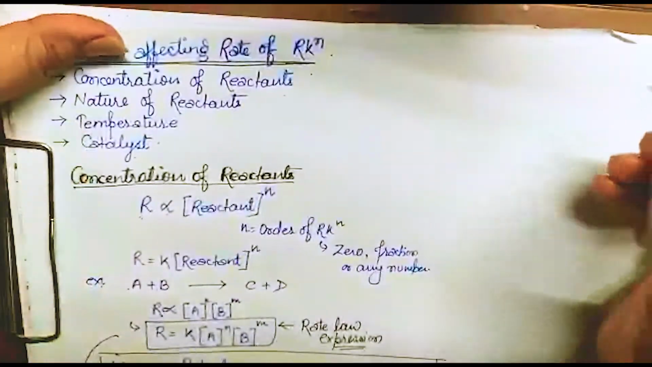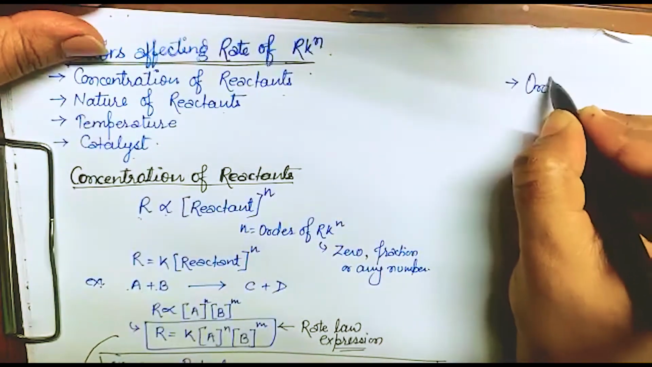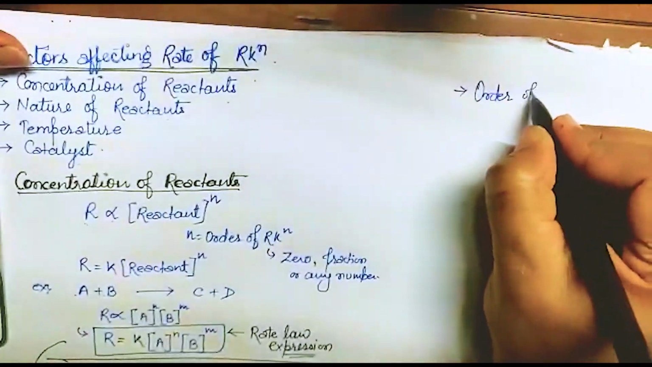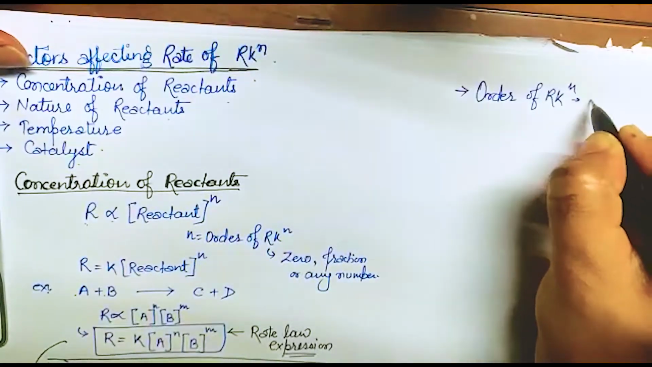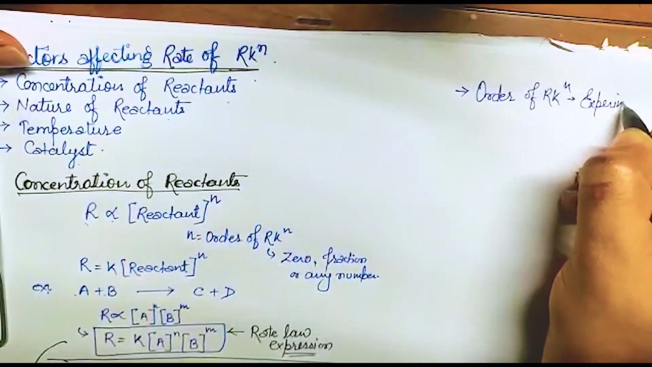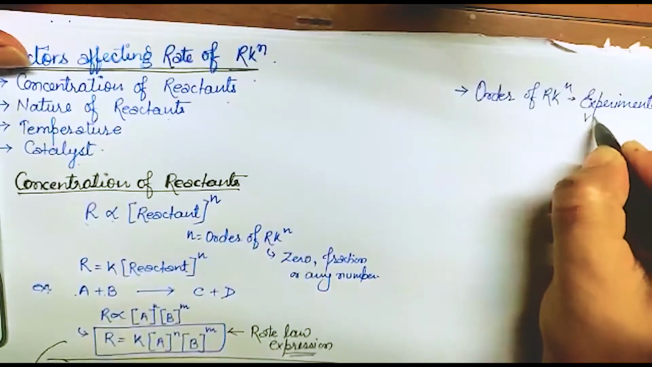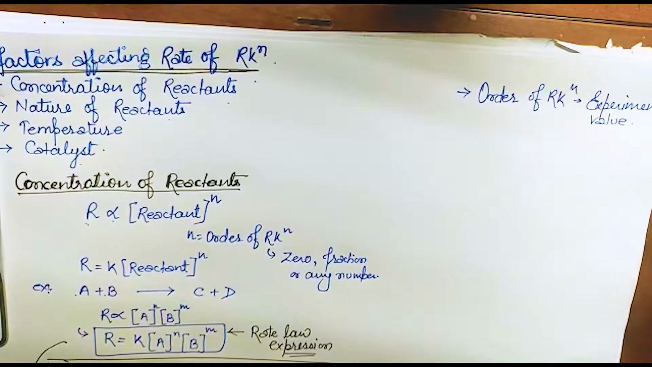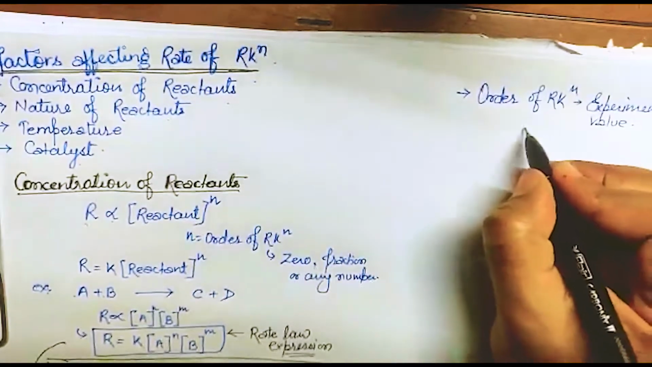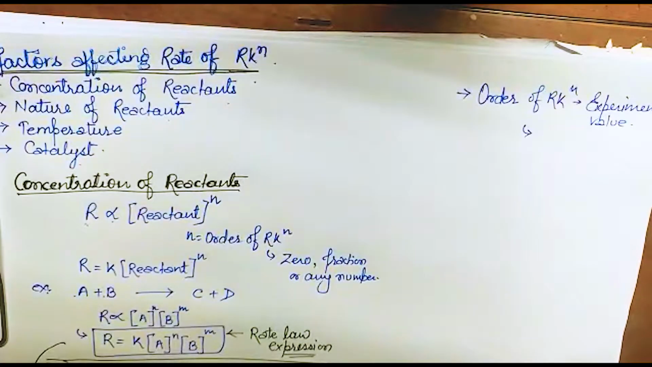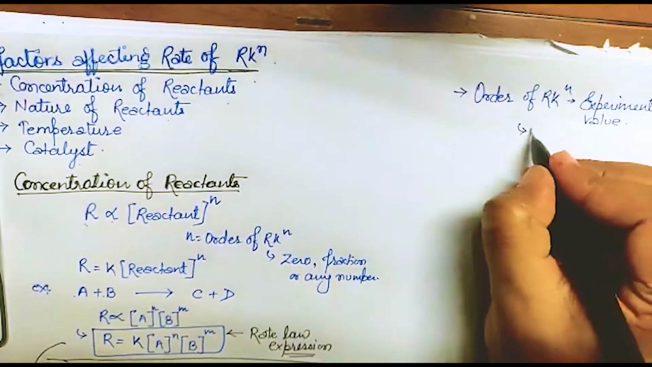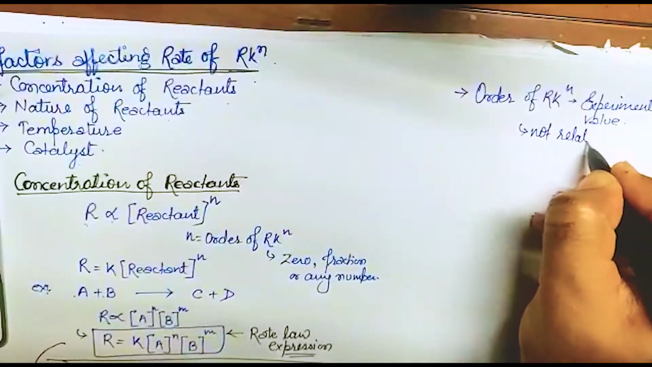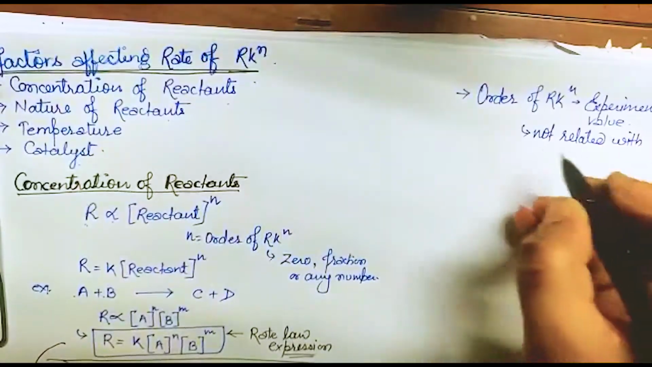The order of reaction. First thing I have told you that the order of reaction, whatever we find, is an experimental value. We cannot find this order of reaction theoretically by looking at any balanced equation. We cannot tell. Second thing, it is not related with the stoichiometric coefficient.